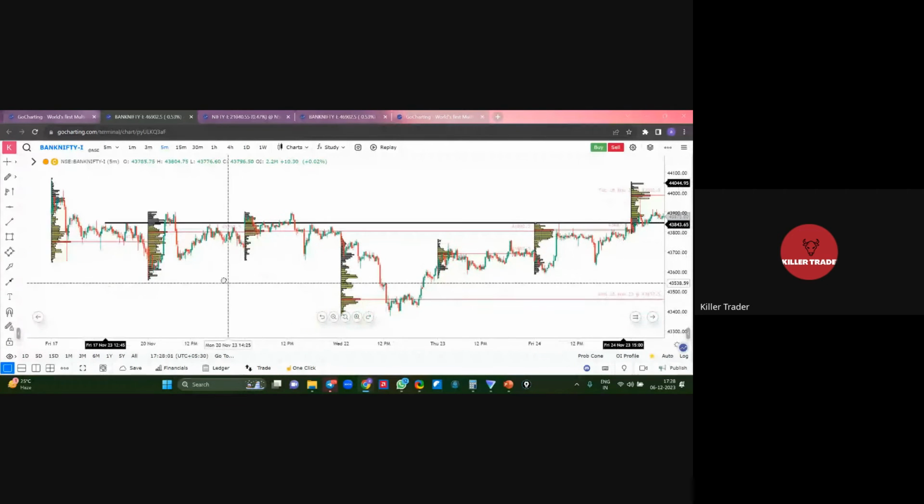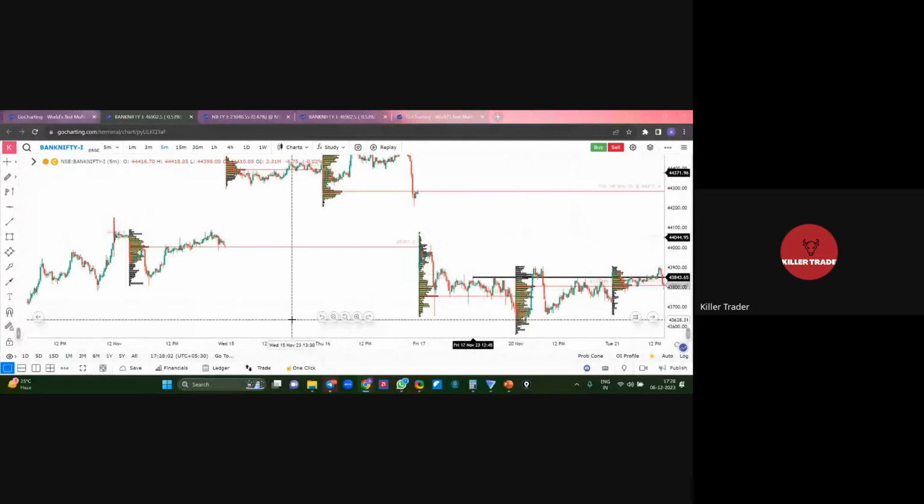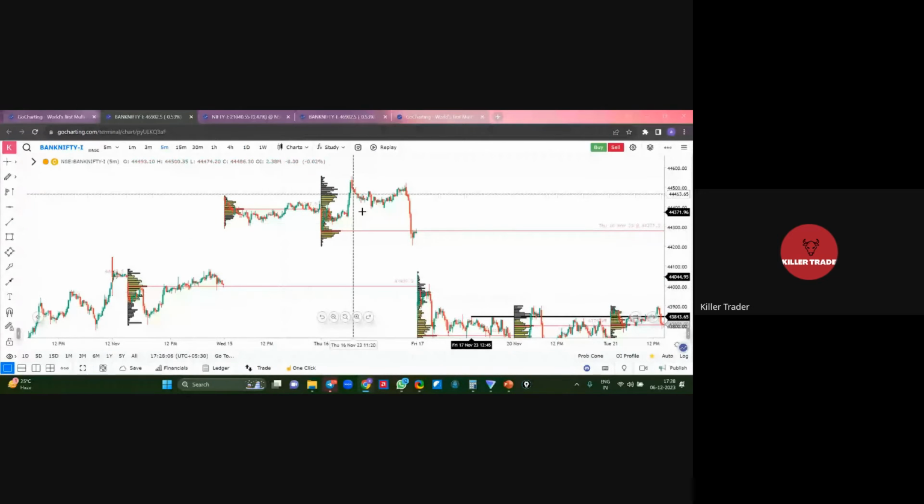Right now the markets are very bullish. Let's say that on any given day, for example, take this day, the markets are moving down, closing at the lower end, and your value area is also to the lower side. Then, if the market gives a breakdown from here, there is a good chance that this is the kind of breakdown that will sustain or give a strong down move.